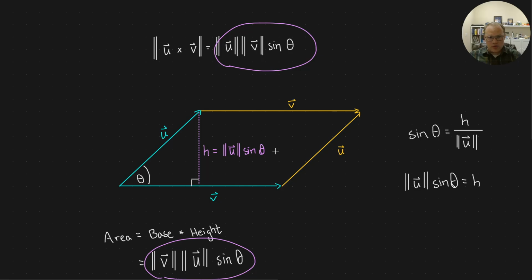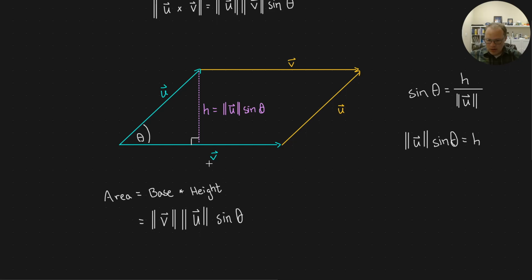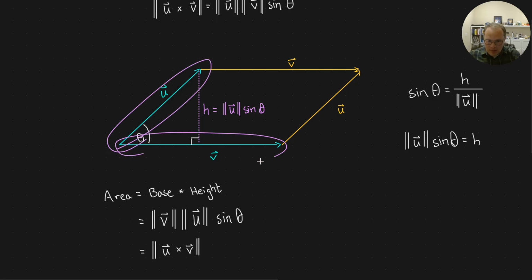It's exactly this formula right here. So the area of a parallelogram determined by the vectors u and v is just the norm of the cross product of those vectors. And so it gives us a real easy way to find the area of a parallelogram if I can describe two adjacent sides of that parallelogram as vectors.